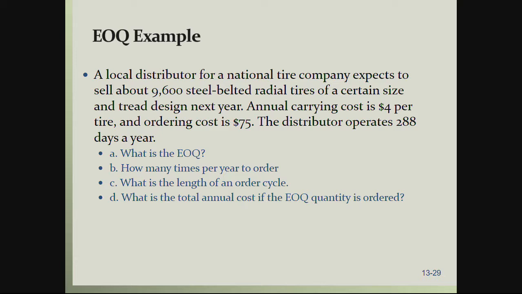No. The bottom line is Q0, because we take the derivative. But the formula is just the first line: Q over 2 times H plus D over Q times S. That's the total cost function. That's what I asked you.